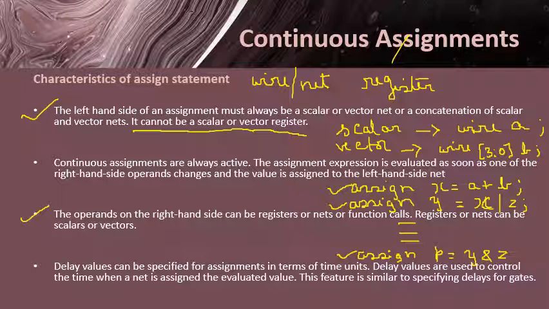Now, delay values can be specified. This we have not done in our programs so far. Delay values can be specified for assignments in terms of time units. Delay values are used to control the time when a net is assigned the evaluated value. This feature is similar to specifying delays for gates. We have dealt with the different types of delays in gate level modeling, and something similar is specifying delays in the assignment statement as well. We'll look into this more in the next slides.